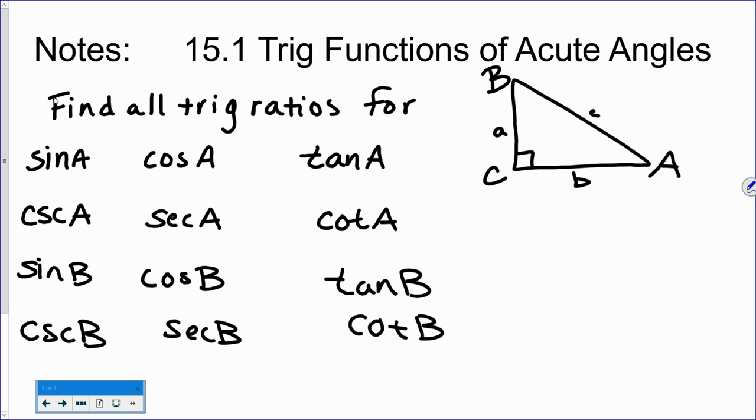All right, so little review. Starting with sine of A, if I am looking at angle A, I need the opposite side, a, over the hypotenuse, which is c. Cosine of angle A would use the adjacent side b over my hypotenuse, c. Tangent of angle A will be the opposite side a over the adjacent side b. And then I have my reciprocals, so cosecant would be c over a, secant, c over b, cotangent, b over a.